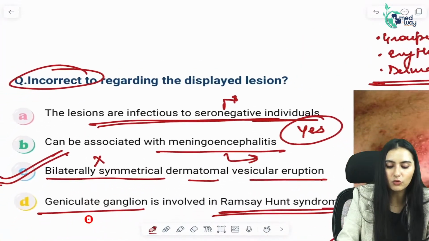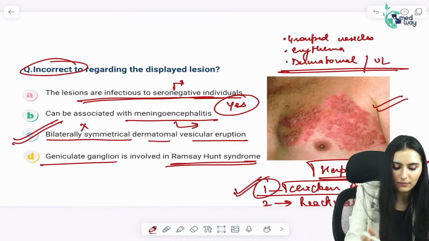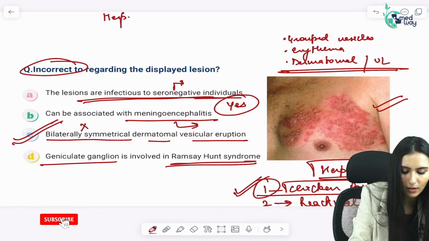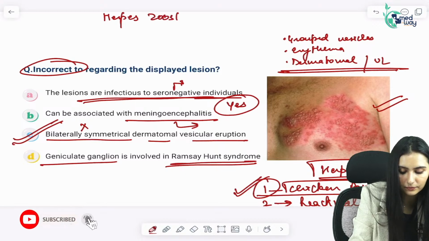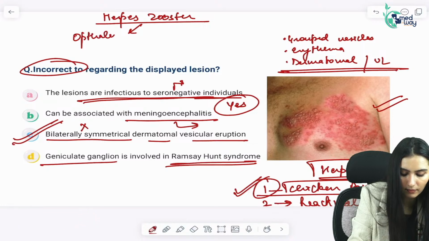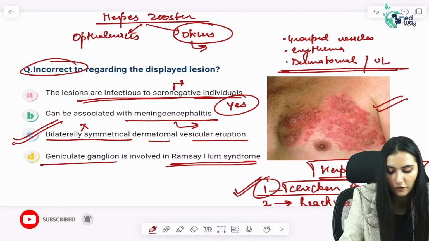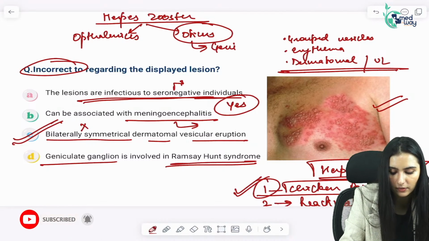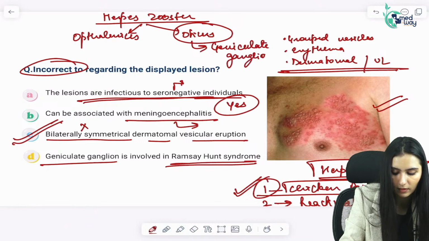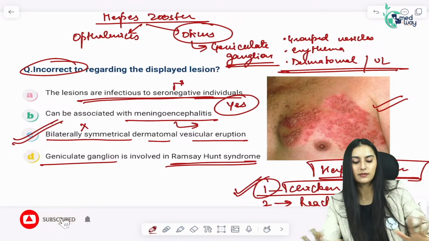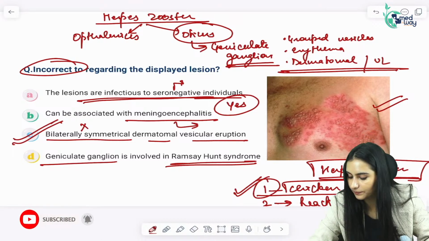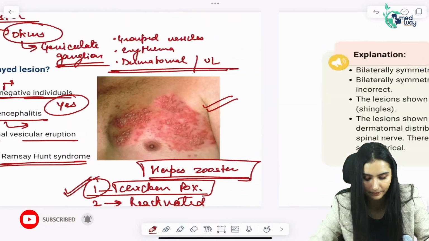Herpes zoster, you need to know two things. Two different parts can be involved. There is ophthalmicus and there is oticus. And this oticus is because of geniculate ganglia involvement. Alright, this is the basic about herpes zoster. Okay, next.